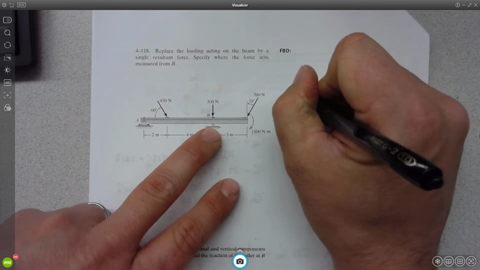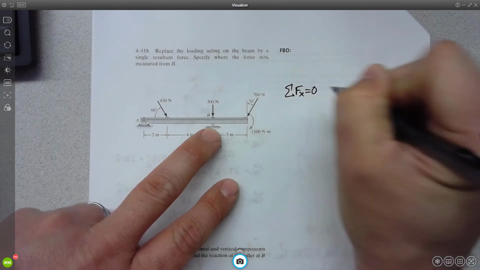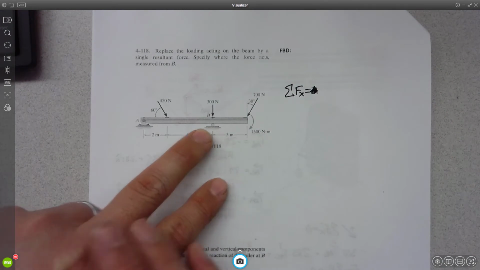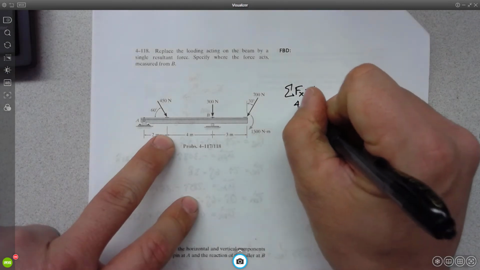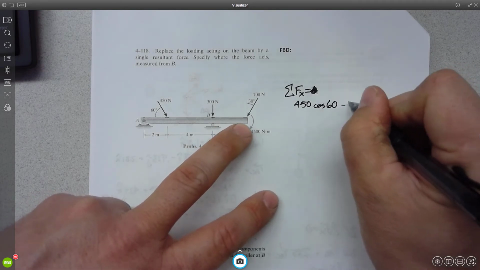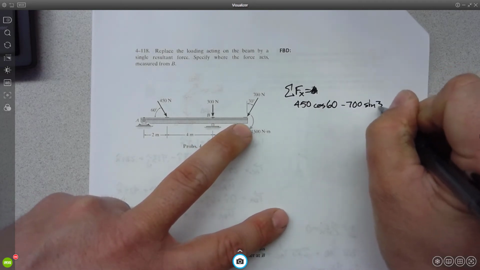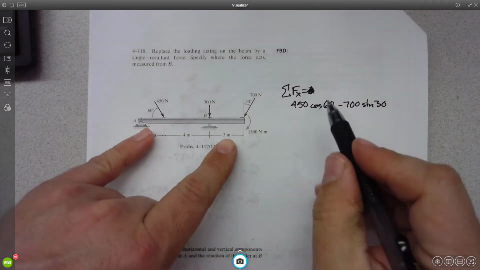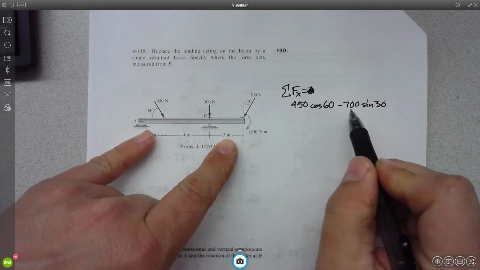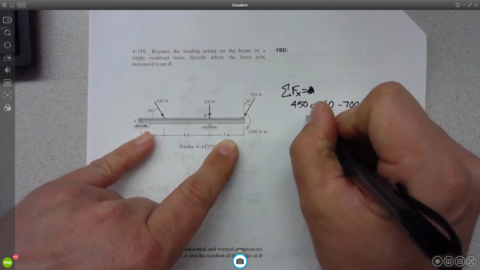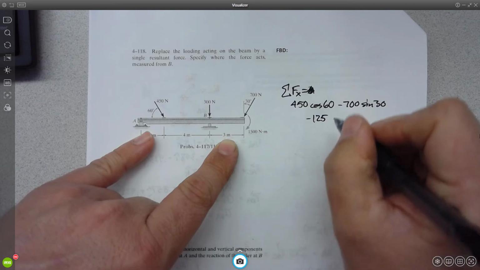Right? So we'll start by saying, let's sum the forces in the X. We're not even setting them equal to 0. We're just summing the forces in the X. So in the X, it looks like I would have 450 cosine 60 minus 700 sine 30. Right? I think that's going to be 225 minus 350. So I think that's negative 125. Is that right?